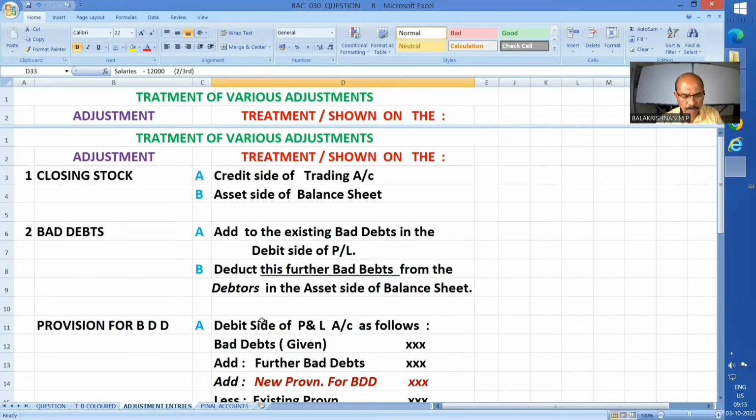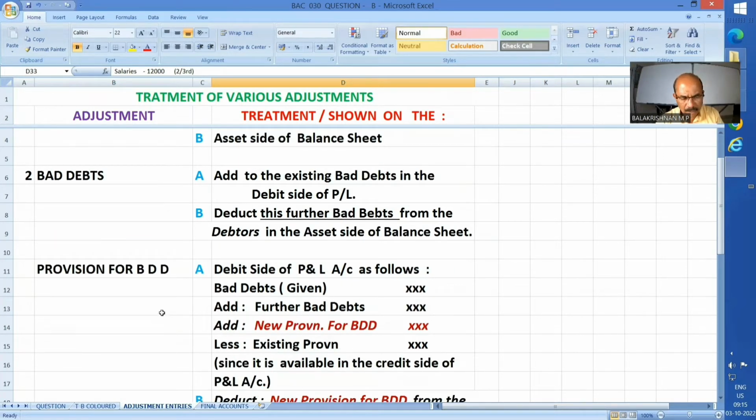Now, the other part of this second adjustment, provision for bad and doubtful debts. As already told, bad debts, add further bad debts. Now add a new provision for bad debts. How will you arrive at this new provision amount? Original debtors minus further bad debts. In that, we are doubting certain cases. There only apply the rate, and you'll get an amount. That's the new provision for bad debts.